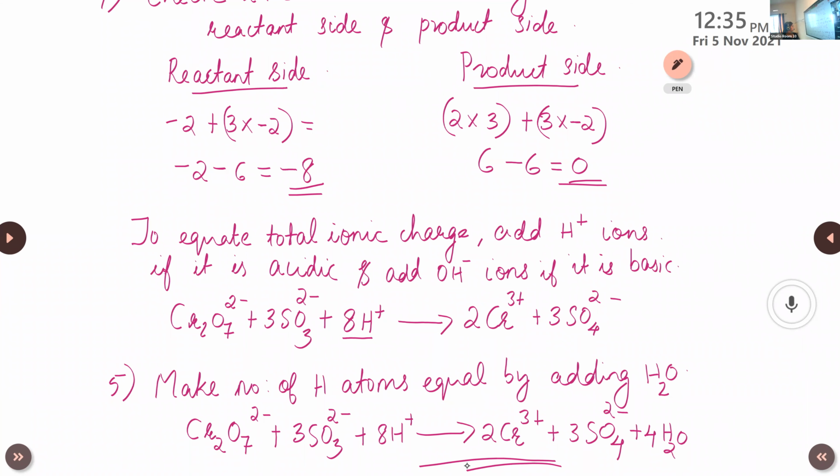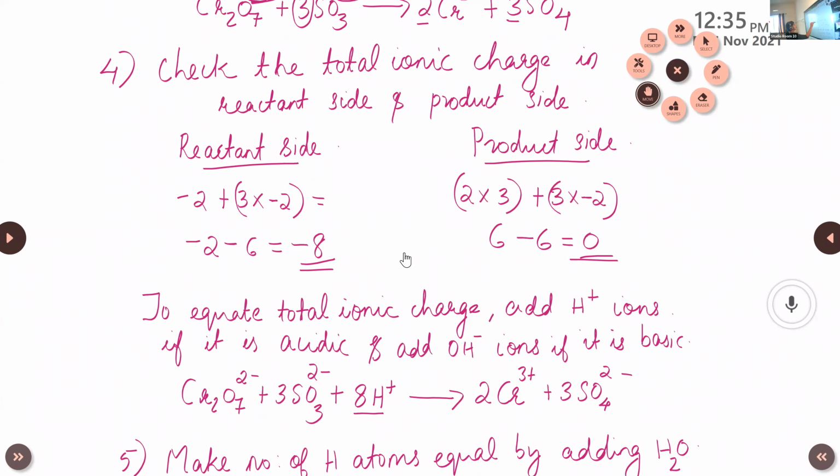This is clear now? Have we completed? Okay, then we can again go through the different steps. Okay, we can start from the first step.